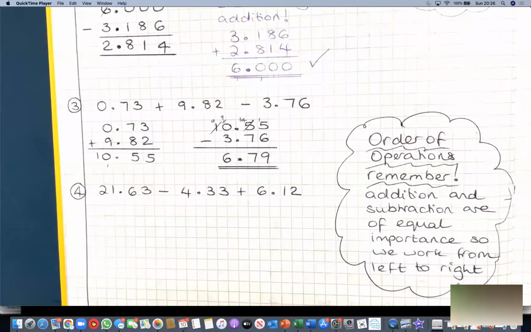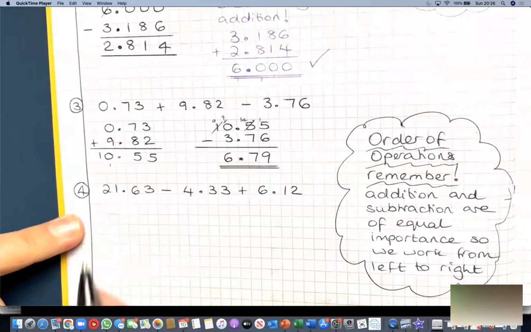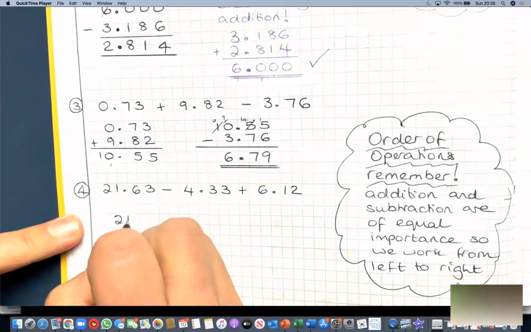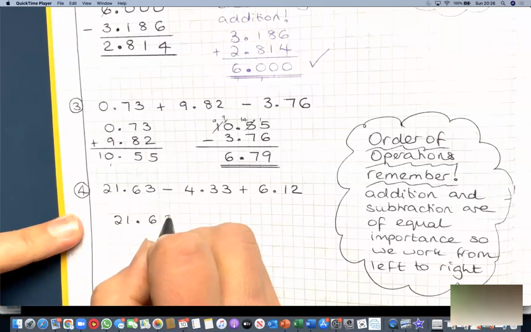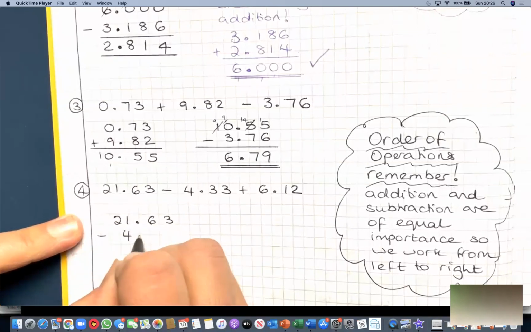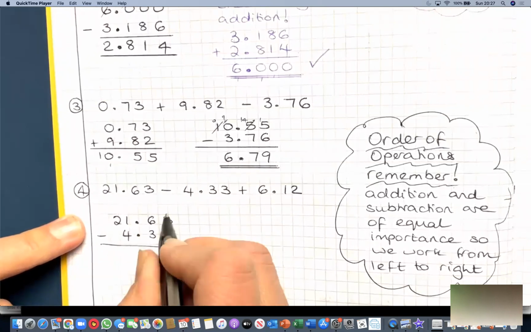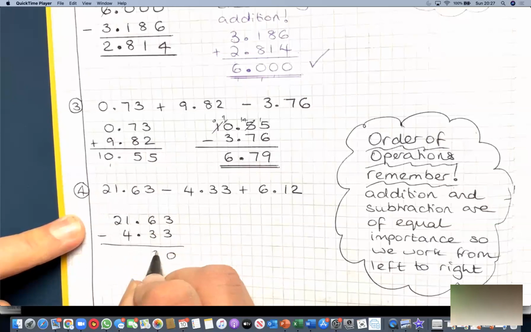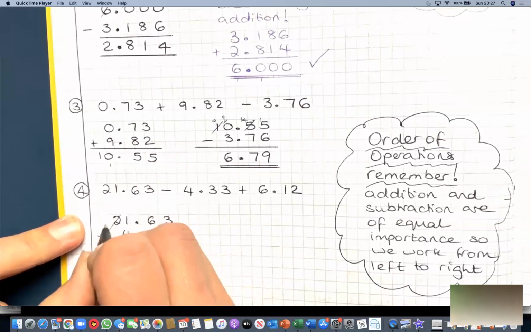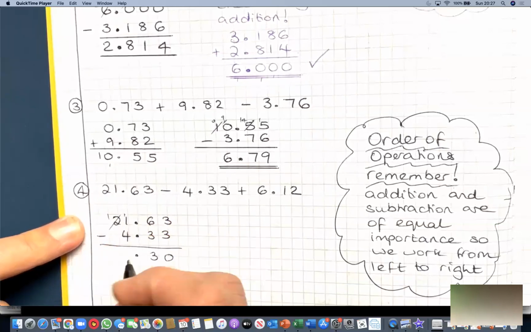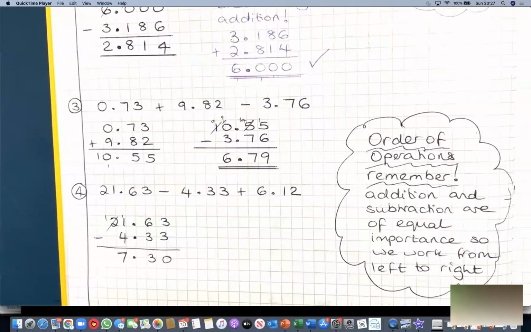Right, okay, so we're going to do the subtraction first. So we've got 21.63. I'm subtracting 4.33. Let's work that out. 3 subtract 3 is 0. 6 subtract 3 is 3. Okay, I'm going to borrow from there. 11 subtract 4 is 7. I've got 7.